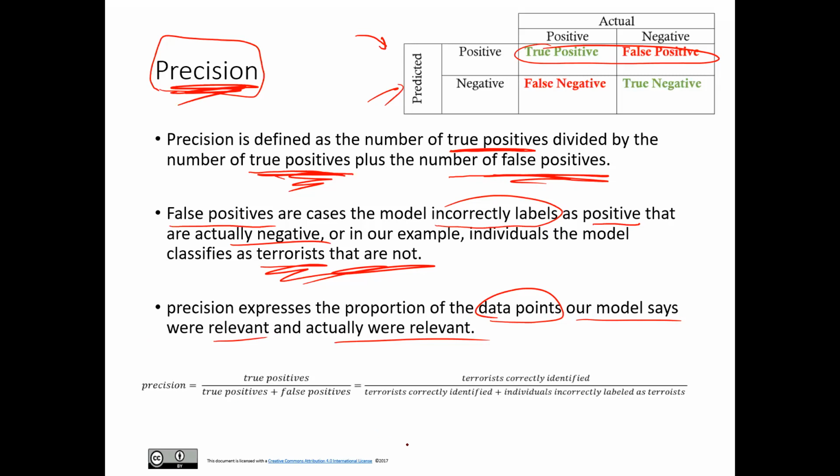So again, the best way, I think, intuitively to think about precision is this. Here we have terrorists correctly identified. The model said those are terrorists and it was correct. And also the model says individuals incorrectly labeled as terrorists. So everything the model predicted as terrorists, versus the terrorists that were actually terrorists, correctly identified.